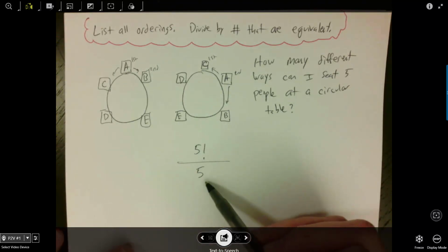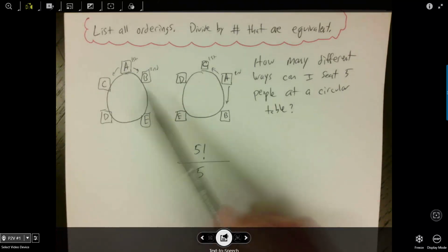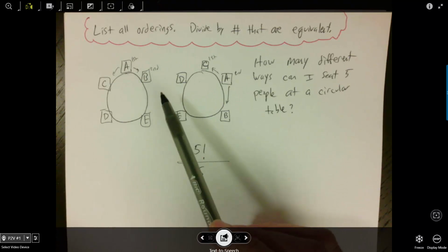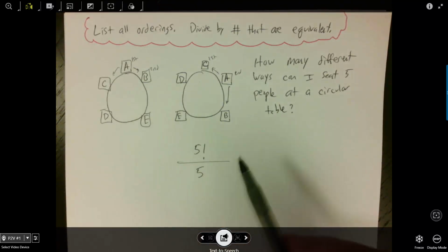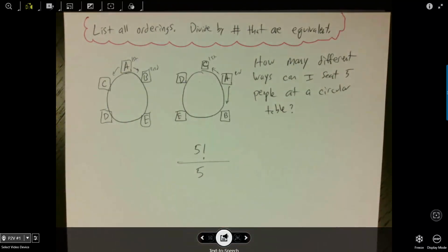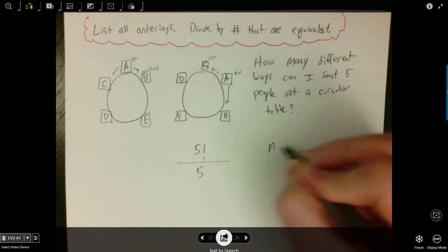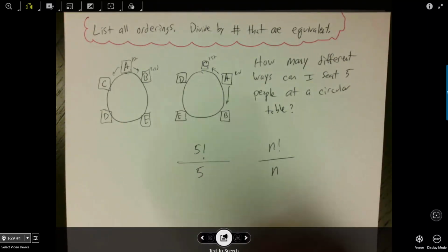Not 5 factorial, because first of all, that would just be 1. But second of all, 5 factorial is the total number of ways of reordering 5 things. I'm not interested in all of the possible swaps I could do. I'm just interested in dividing through by the number of rotations, because the number of rotations are the total number of things that should count as equivalent. So in general, if you had n people, you'd have n factorial ways of seating them, and you'd divide by n rotations that should count as the same.